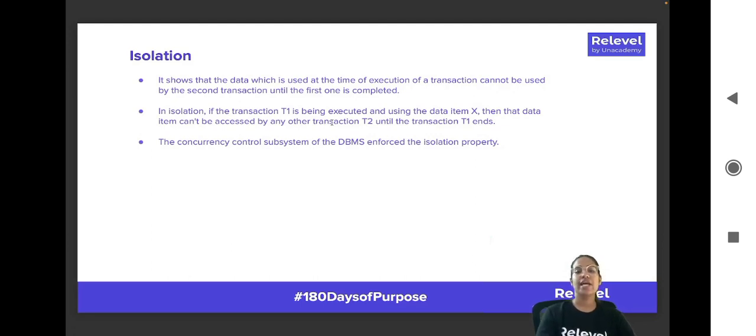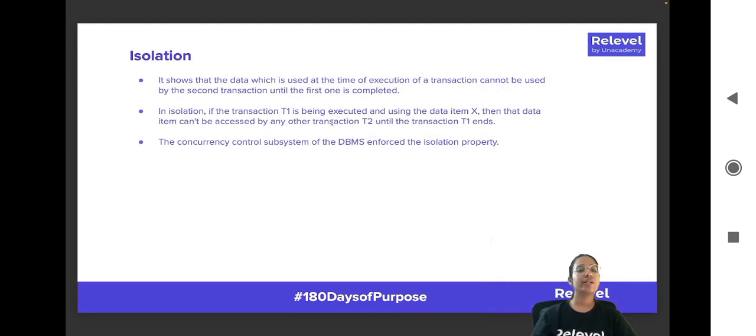In isolation, if transaction T1 is being executed using the data item X, then that data item cannot be accessed by any other transaction T2 until T1 ends. First T1 will execute and manipulate the data whichever it wants, and only after that T2 will execute. T1 and T2 cannot execute parallelly and manipulate a single data item X.